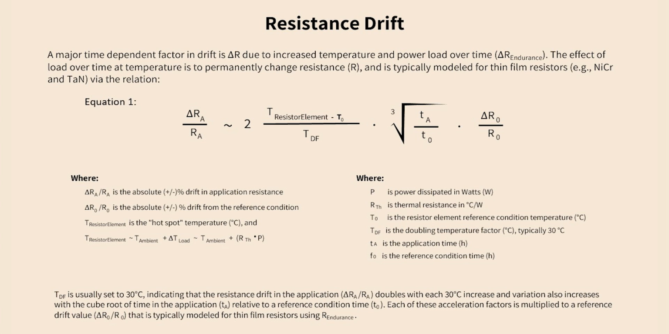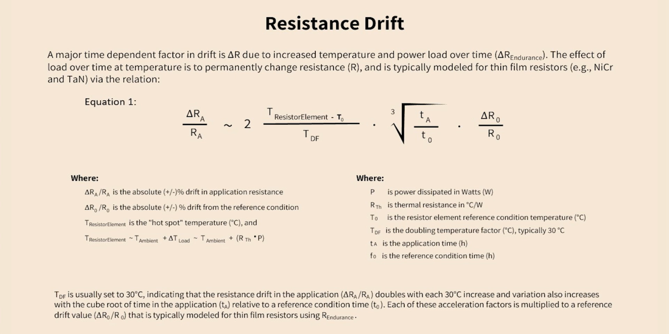Resistance drift refers to the long-term changes in a resistor's value due to environmental and operational factors, with temperature and power load playing dominant roles. Over time, these factors cause permanent changes in resistance, especially under sustained high temperatures. For thin film resistors, this drift is captured by a key parameter known as the absolute drift in application, or delta R of A over R of A, which represents the fractional drift in resistance relative to its initial value.